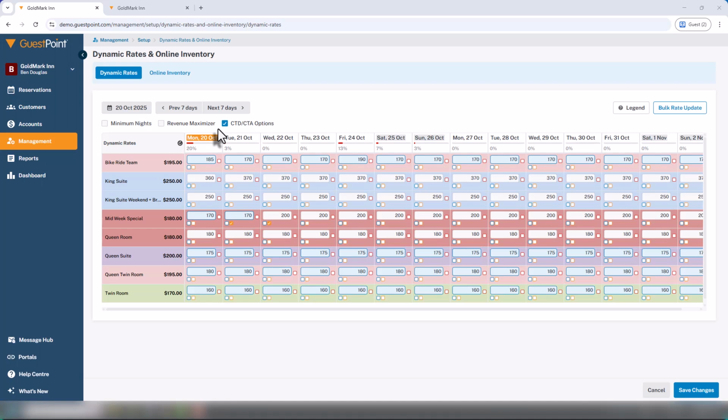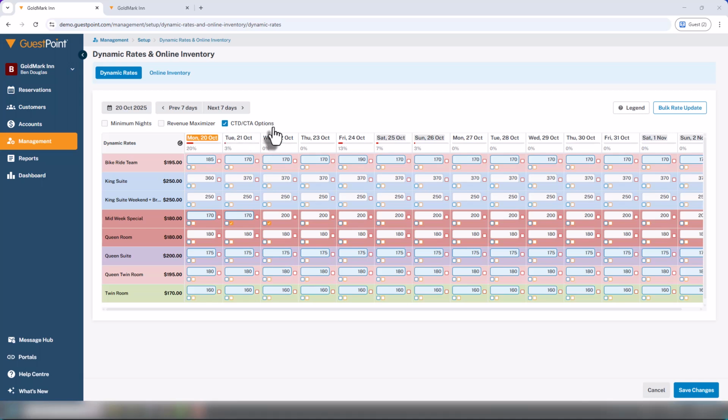We're now back on our dynamic rates page. And we've got an option in front of us, CTD and CTA. CTD means closed to departure. It means that a guest can't book a stay departing on that date. And closed to arrival, it means a guest can't book a reservation checking in on a set date.